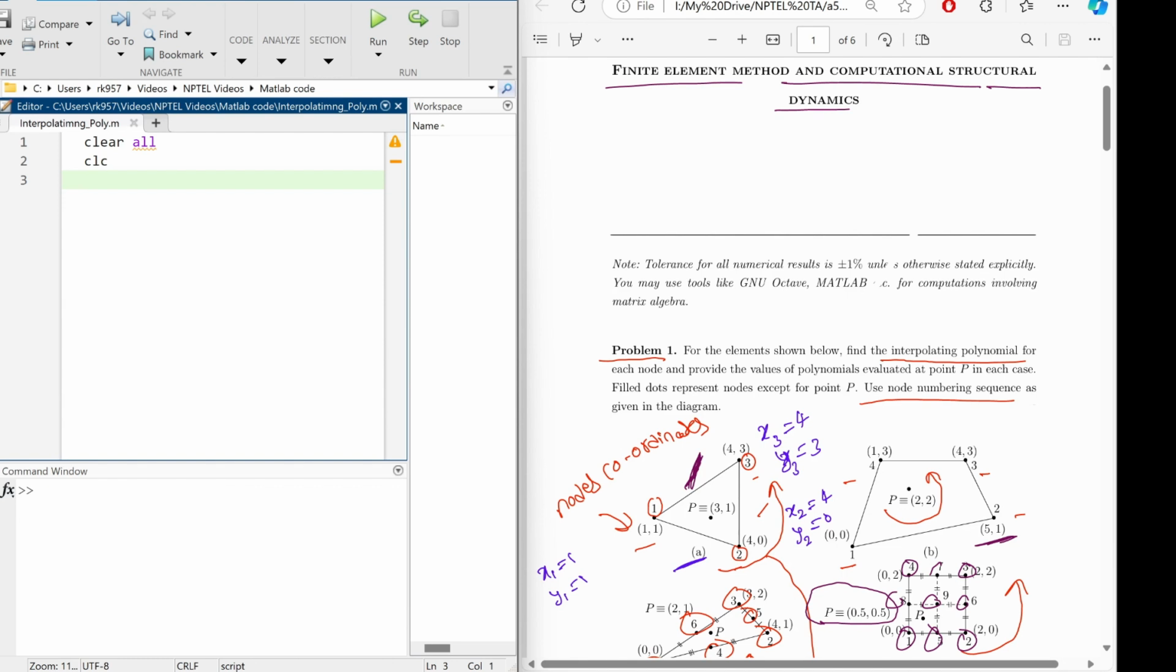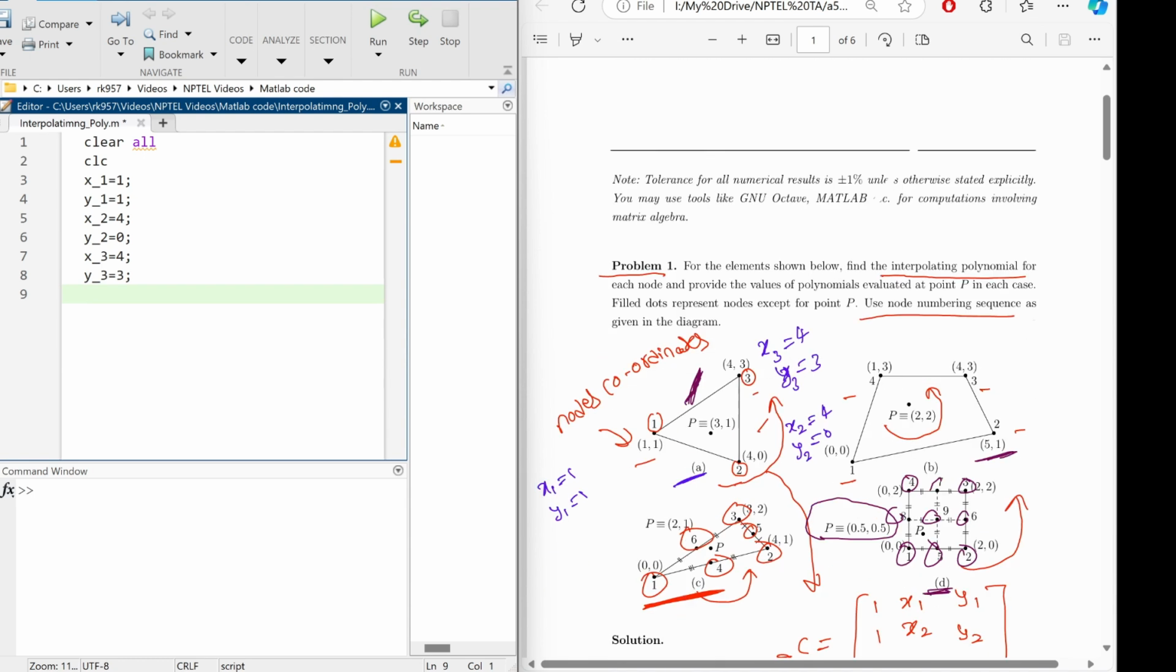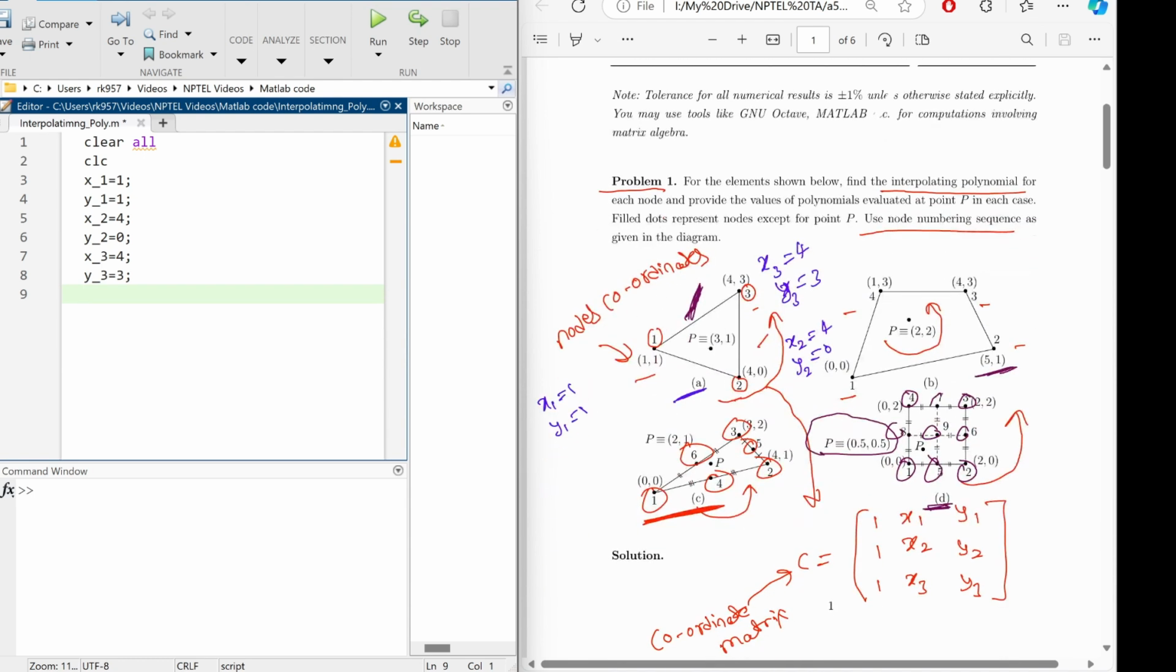So given that x1 equal to 1, y1 equal to 1, then x2 equal to 4, y2 equal to 0, then x3 equal to 4, y3 equal to 3. These are the coordinates that are given for the triangular element. These are our given coordinates.